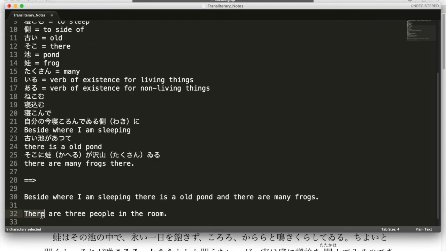And the reason this matters is, when I went back and looked at this, I noticed that originally I had 2 "theirs", and this was actually more literally close, because "there are many frogs there." And then I deleted this one, giving me "and there are many frogs." So when I reread this while editing, I realized it's definitely awkward, because I have "where I'm sleeping, there is an old pond." This sounds fine, but then I said "there are many frogs", right?